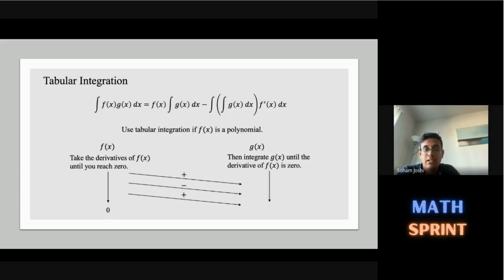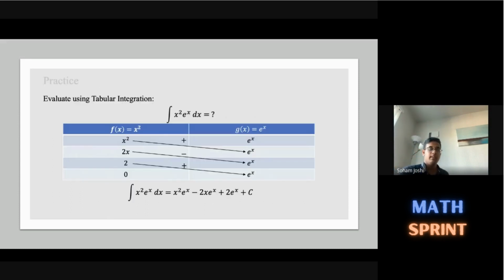Then you multiply the terms, applying the sign in alternating patterns of plus, minus, and so on. Then add all those products. I'll show you how this is exactly done with sample problems.